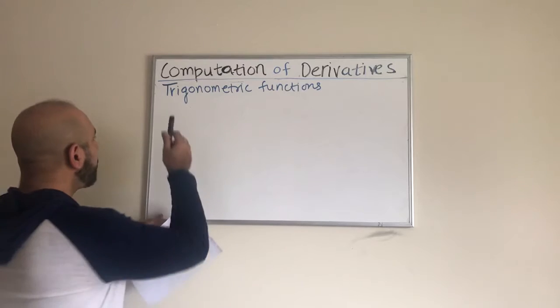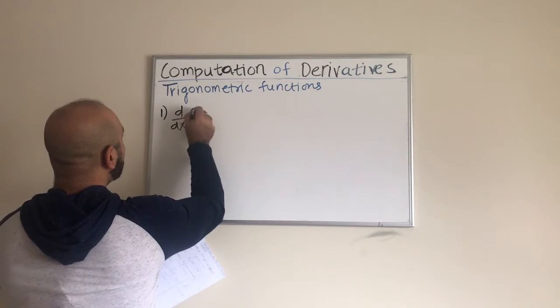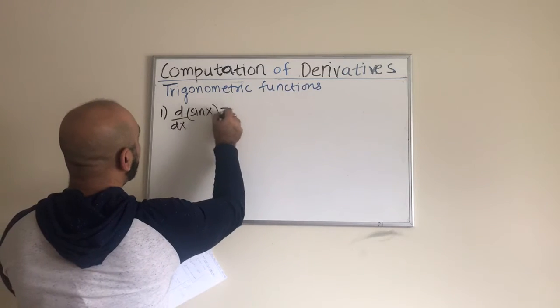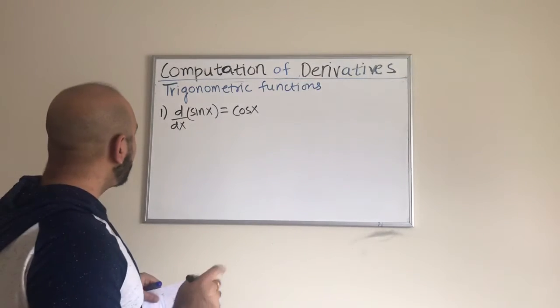Guys, the first one is the derivative of the sine function. So the derivative of the sine function is simply the cosine function. Guys, please check the definition in your textbook to see how we actually get that.